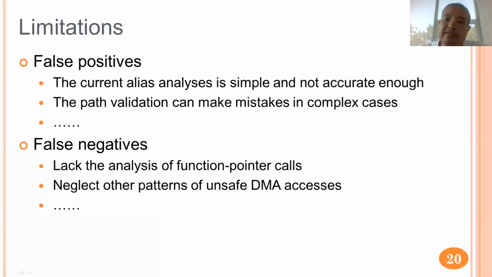However, SADA still has some limitations. On one hand, SADA reports some false positives for some reasons. For example, the current alias synthesis is still simple and not accurate enough. Moreover, the path validation can make mistakes in complex cases. On the other hand, SADA may have false negatives for some reasons. For example, it lacks the analysis of function pointer calls. Moreover, it neglects other patterns of unsafe DMA access at present.